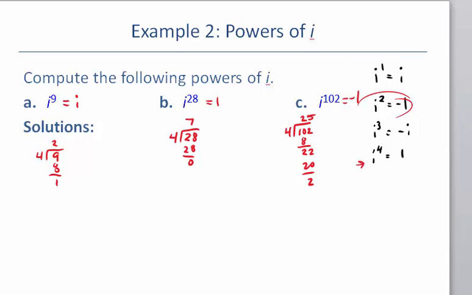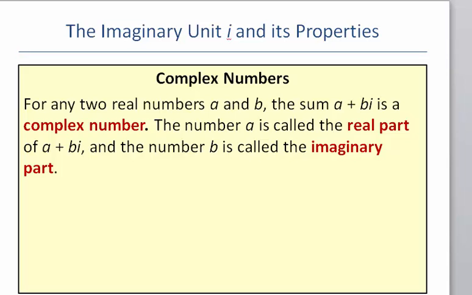All right, so once we have an idea of how the i's work, we then move into talking about complex numbers. And so we say that for any 2 real numbers, a and b, the sum a plus bi, so this is the format for a complex number. The number a is called the real part, and the number b is called the imaginary part.